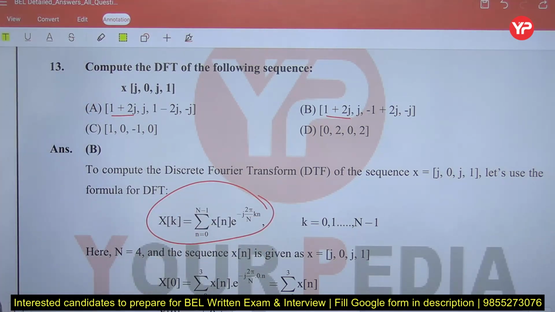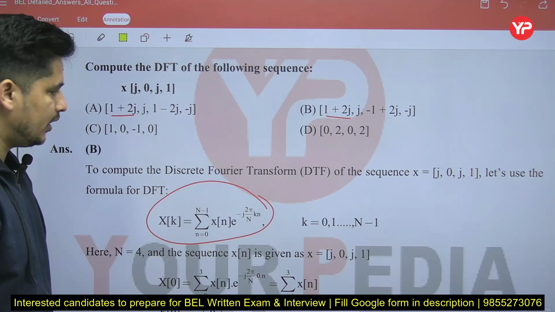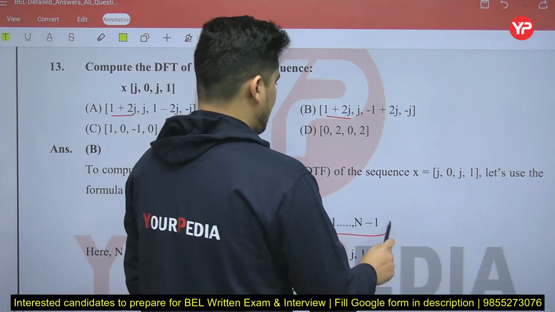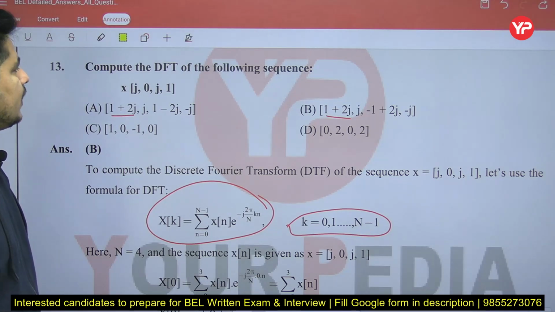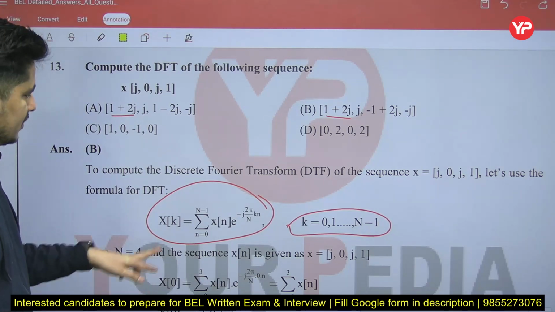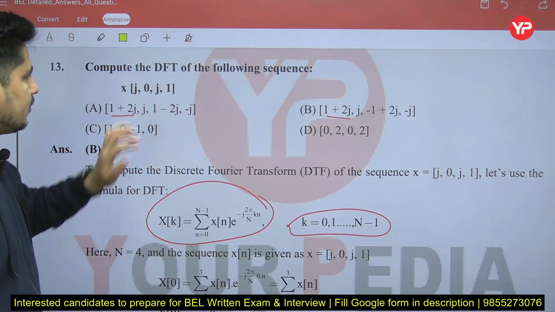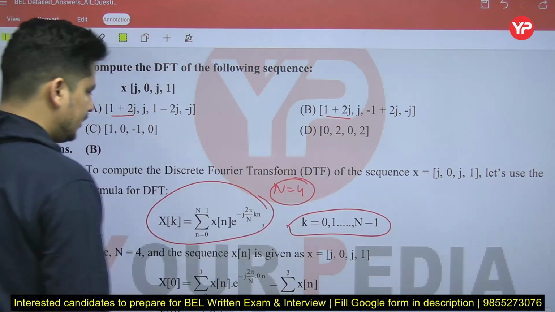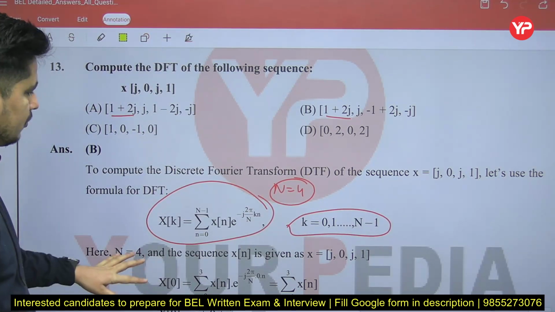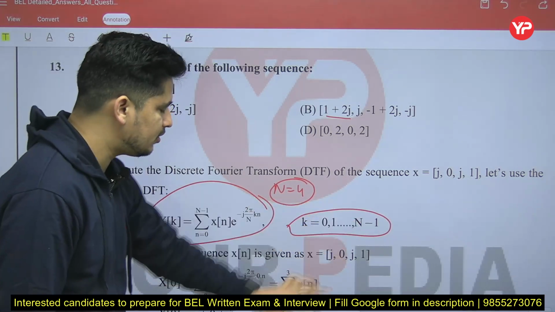X of k equals summation n equals 0 to N minus 1, x of n times e raised to the power minus j 2 pi by capital N k n, and k varies from 0 to N minus 1. This is the formula for the DFT. So we have to find the 4-point DFT, because this sequence has 4 points. So capital N is 4. We have to calculate the value of X of k, so k will vary from 0 to N minus 1, meaning k equals 0 to 3.